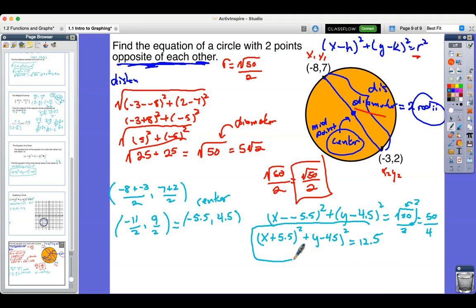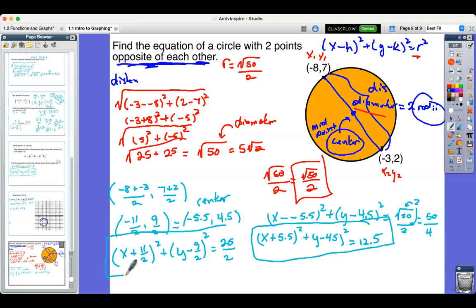Since we're doing .5s. Now, if we weren't doing .5s, if we were doing this in fraction form, you can still do it like this. It'd be x plus 11 over 2 quantity squared plus y minus 9 over 2 quantity squared equals 50 over 4, which reduces to 25 over 2. You can do this. This will also be a proper answer.